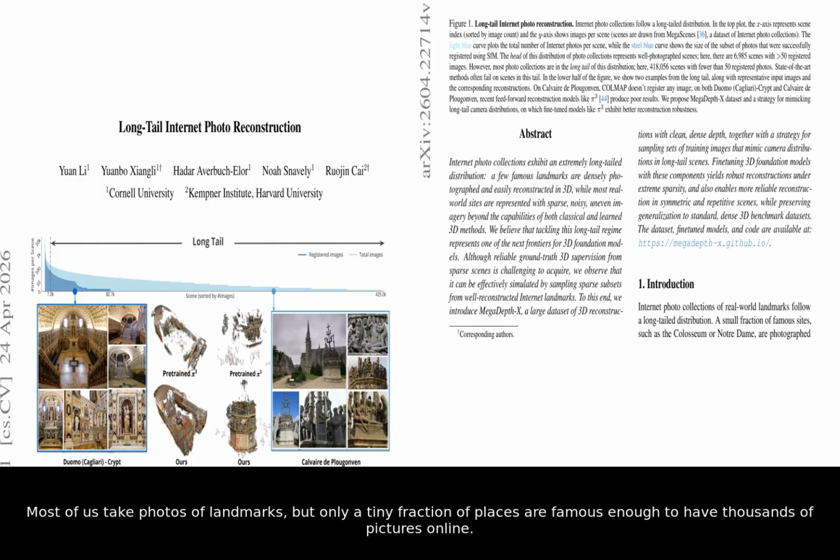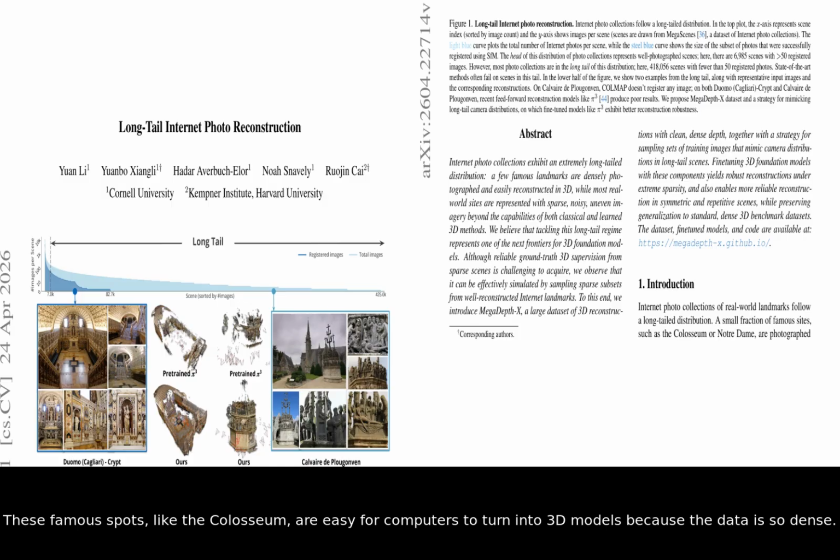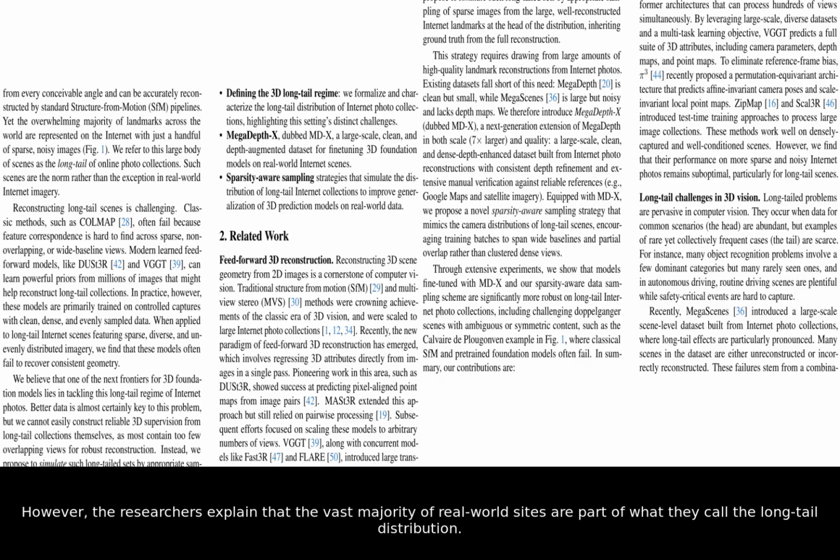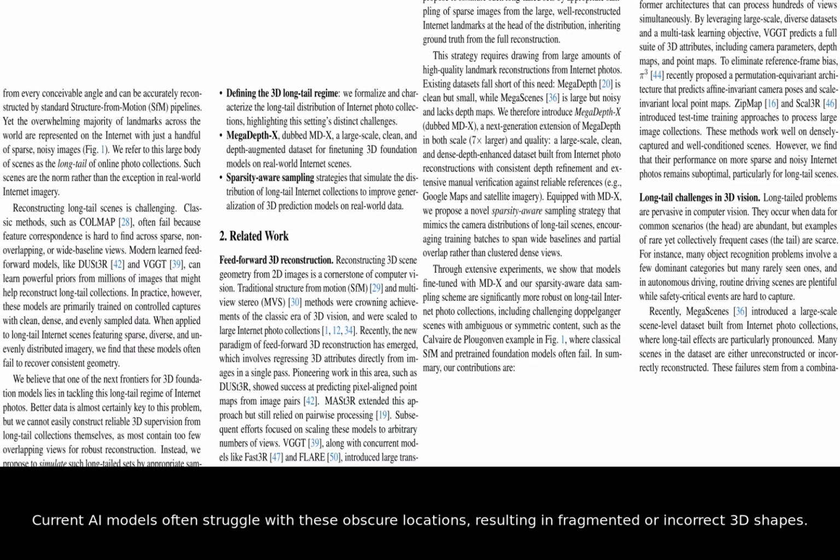Most of us take photos of landmarks, but only a tiny fraction of places are famous enough to have thousands of pictures online. These famous spots, like the Colosseum, are easy for computers to turn into 3D models because the data is so dense. However, the researchers explain that the vast majority of real-world sites are part of what they call the long-tail distribution. These are places with only a few, noisy, or sparse images, making 3D reconstruction incredibly difficult for standard software. Current AI models often struggle with these obscure locations, resulting in fragmented or incorrect 3D shapes.